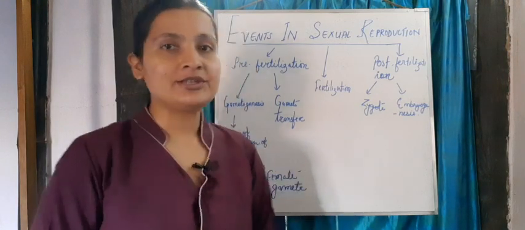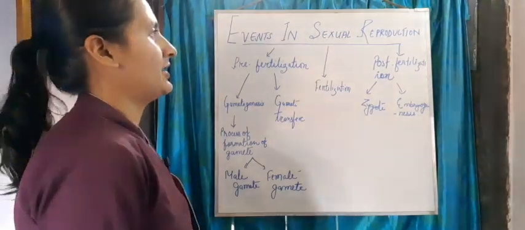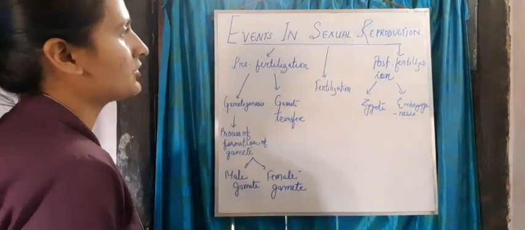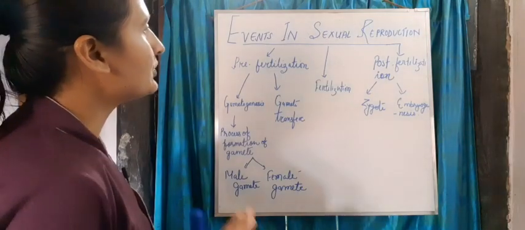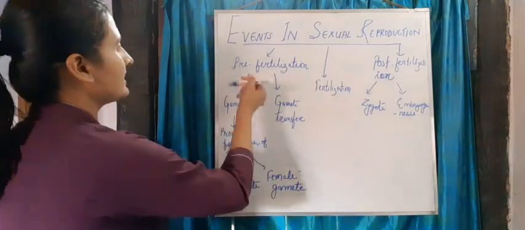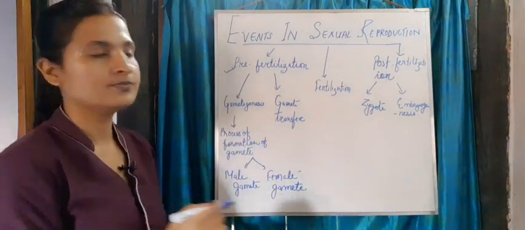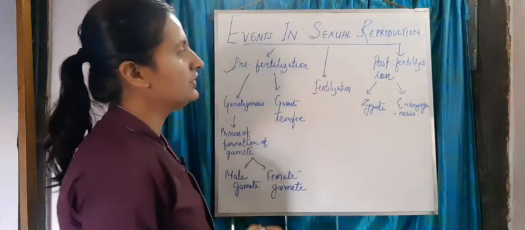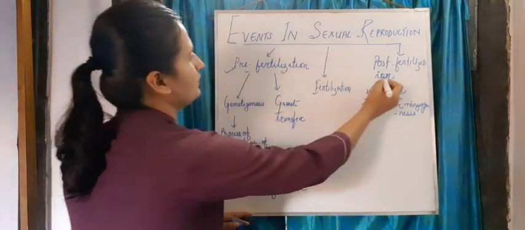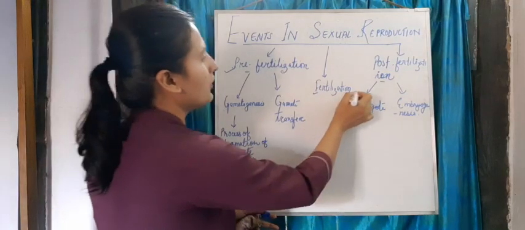Today I'm going to teach you events in sexual reproduction. So let's start. There are three events that take place in sexual reproduction. The first is pre-fertilization, the second is fertilization, and the third event is post-fertilization.